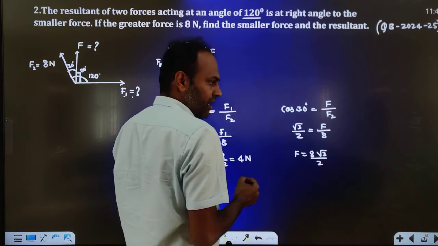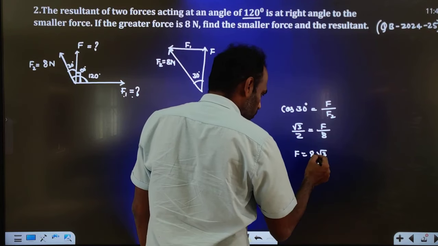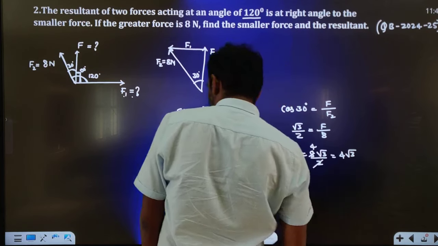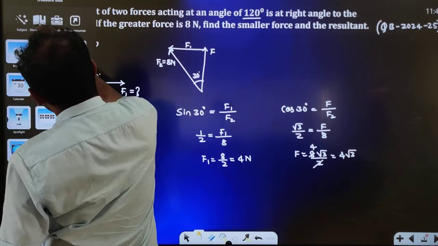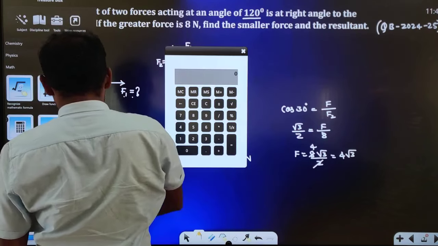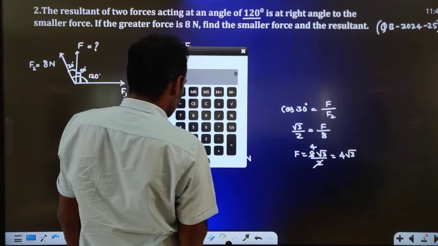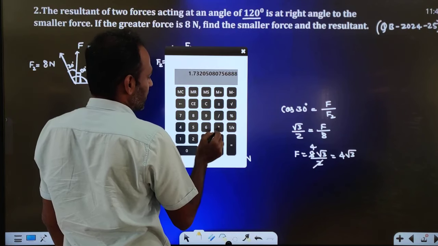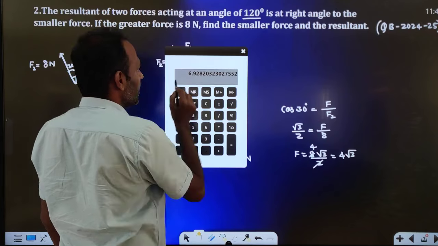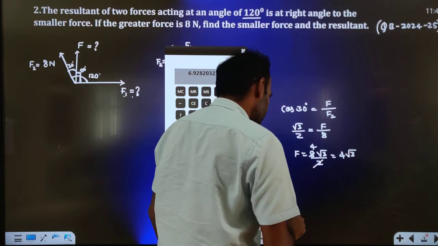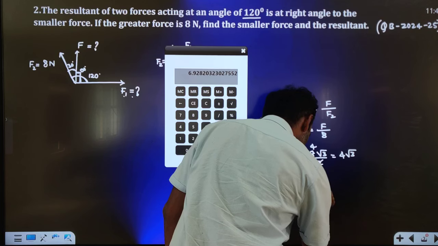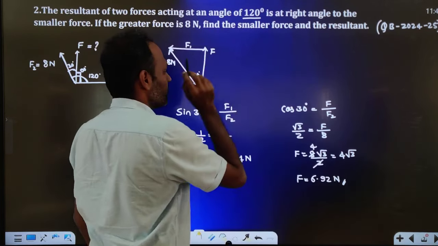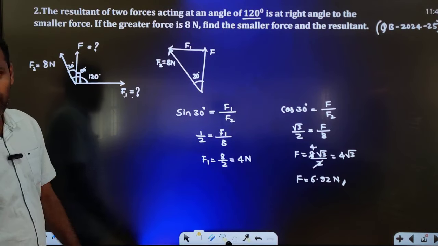So F is equal to 8 root 3 divided by 2. This 8 comes to this side. So 2 ones are 2, 2 fours are 4, I will get 4 root 3 Newton. If you want, you can multiply and write. Let us take root 3 as 1.73, multiplied by 4. I will get 6.92, right? So the resultant force is 6.92 Newton. Clear? So this is how we have to calculate it.